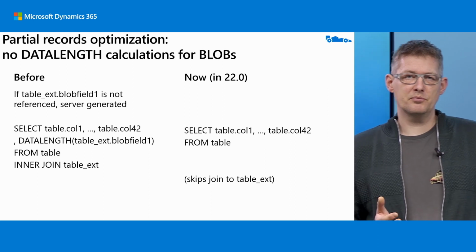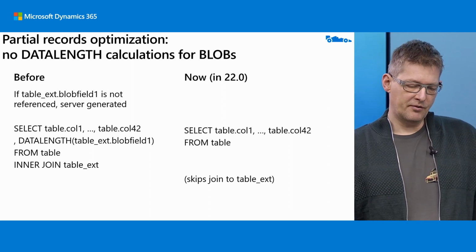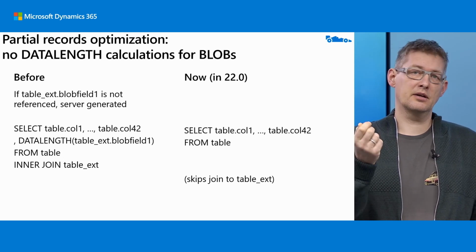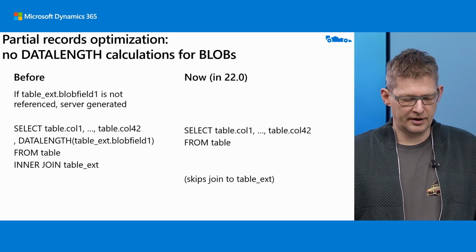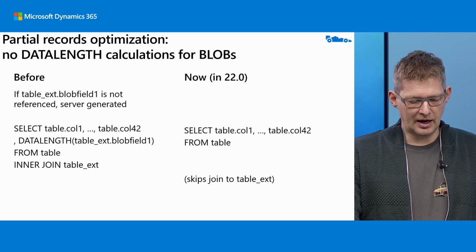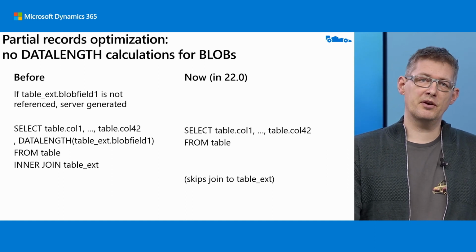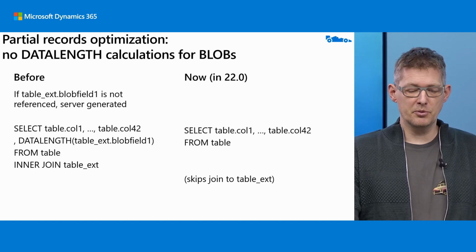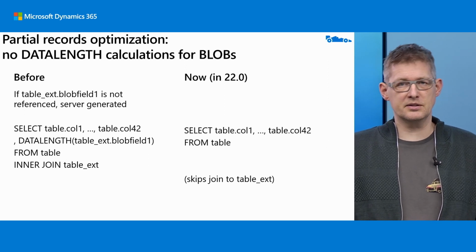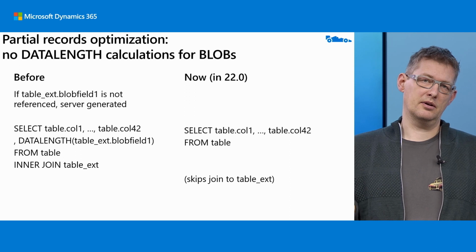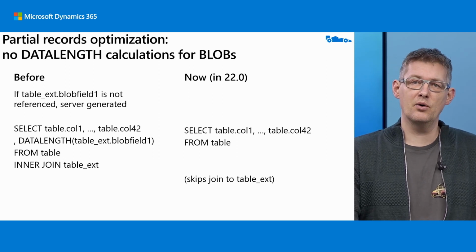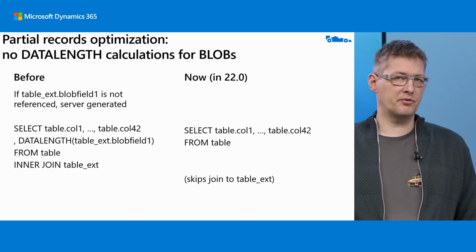Another example of a performance improvement we did is that whenever we have blobs internally in the server, we always need to calculate the length of the blob. And this is where, if you look at the SQL statements that we generate, we have this data length function in the select statements. Now, if you have a table extension with blobs, and these are not referenced, in the earlier versions of Business Central, we would generate a SQL statement that looks like this, where we calculate the data length of the blob field in the table extensions, even if we are actually not needing that. Of course, that's stupid, right? We shouldn't do that. So what we have done in version 22 is simply remove that, and now we can skip the joins to table extensions if we are not referring to the blob fields there.